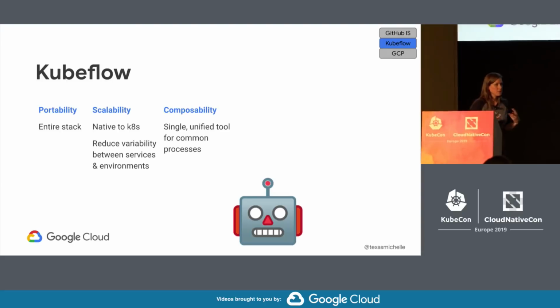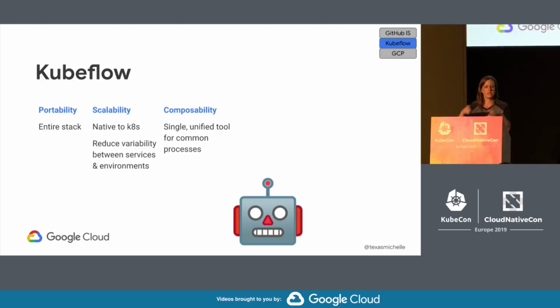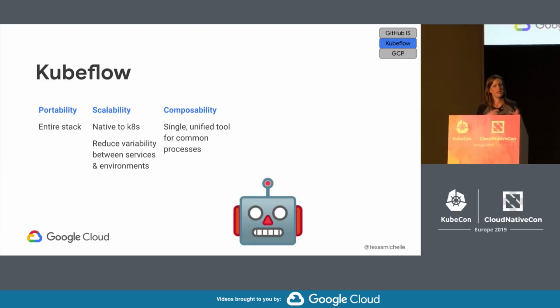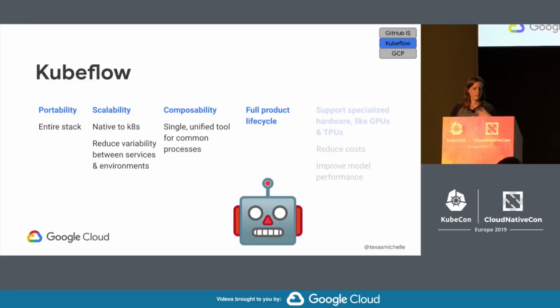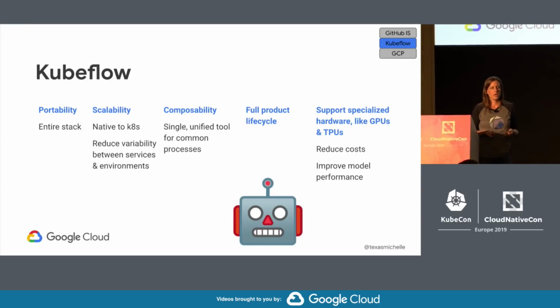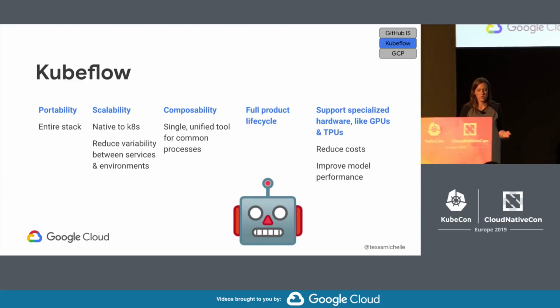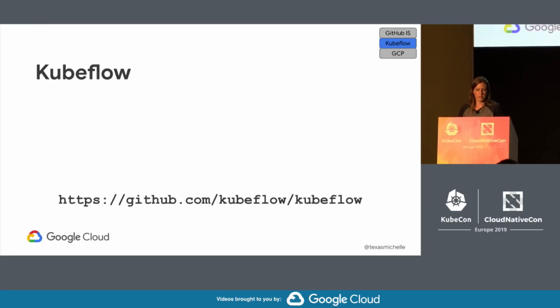The third major goal is composability, is having this single unified tool. So common patterns that are specific to ML applications and not necessarily to anything else. We want to be able to reuse those components and pull them in pretty easily. So not just for the production version of it, but that full product lifecycle from design to development to deployment and then iterating over bug fixes and patches. And what's important for ML is to support specialized hardware like GPUs and TPUs. What we'll be using today is a bunch of GPUs to train our model. If you know what you're doing, this is how you can reduce costs and improve your model performance.